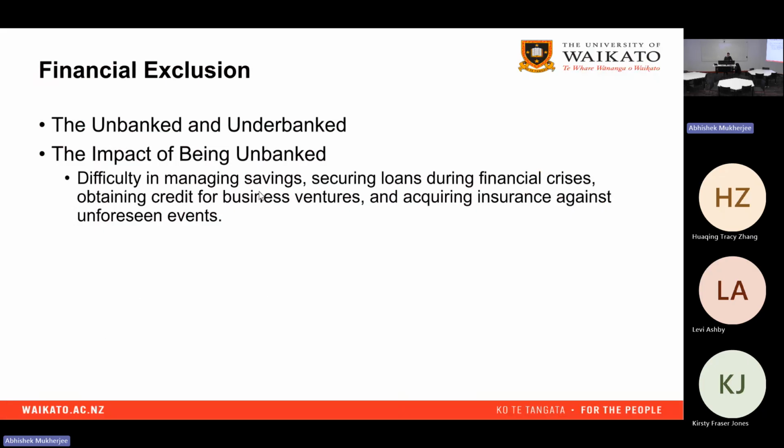Okay. So the impact of being unbanked: the difficulty of managing savings, securing a loan during a financial crisis. So this is that underbanked issue. Okay. So if you've got a financial crisis and you cannot access the loan because of the credit score, then obviously there's no point of having it. Obtaining credit for a business venture, acquiring insurance against unforeseen events, and so on. Okay, so if you think of this financial system that we have, today we're talking about the inefficiencies. This is a big inefficiency, underbanked. Okay, you have a bank account, but you can't use the other services that the banks are providing.